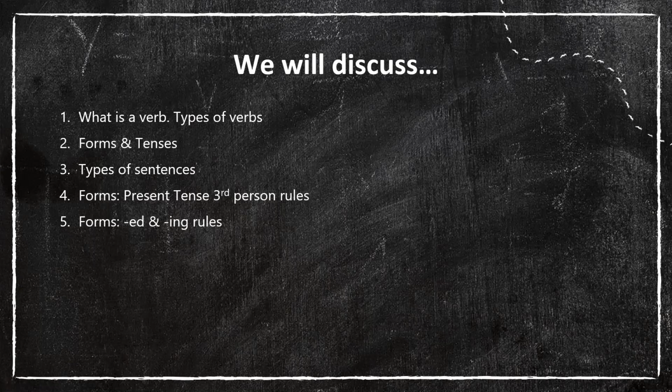We will go through what is a verb and different types of verbs, through the forms and the tenses of the verbs, through types of sentences, and then the last 2 points will be some rules on how to form the present tense third person and the ed and ing forms.